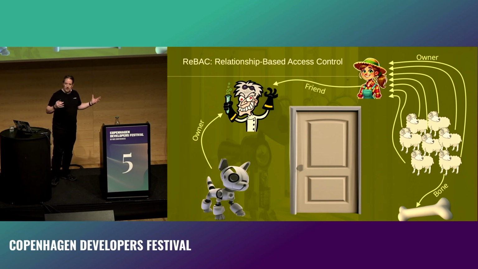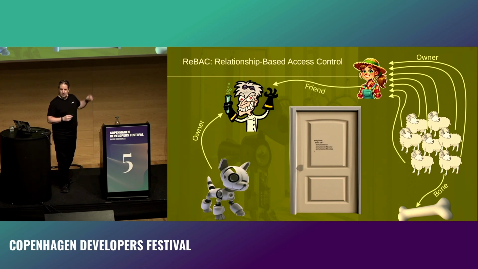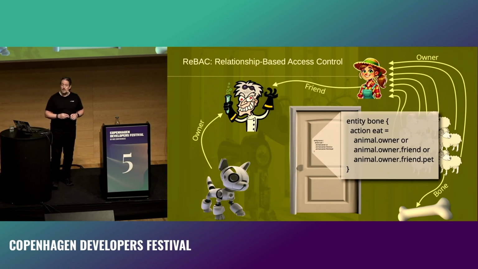So we've got this relationship building up now, and we can define whether or not the dog can get the bone based not on certain attributes or certain roles of the dog, but the relationship that connects the dog to the bone somehow. So here's an example. Sorry, let's make it a bit bigger. Here's an example of how you might define relationship-based access control here.